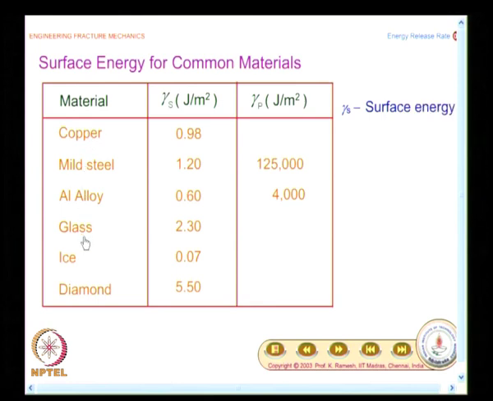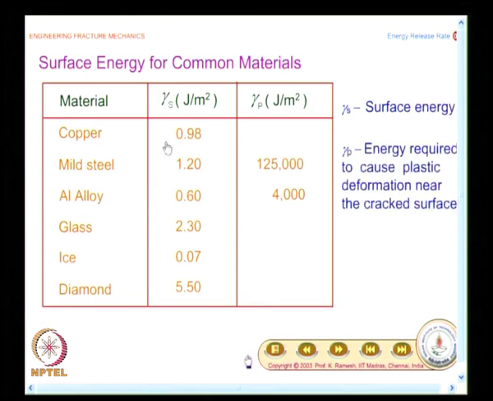I have a list of materials here, and I have the surface energy which is given as joules per meter square. For copper it is 0.98, mild steel about 1.20, aluminum alloy 0.6, glass 2.30, ice 0.07 and diamond 5.50. Griffith could not have worked on diamond because it is so expensive. So, he worked on glass, and you find glass has the highest surface energy compared to other materials excluding diamond.